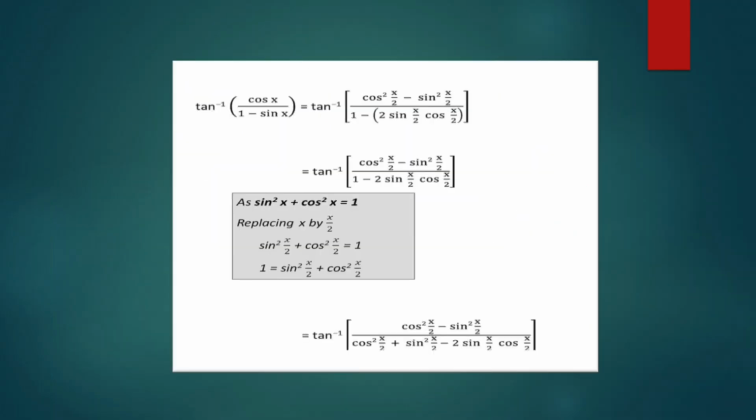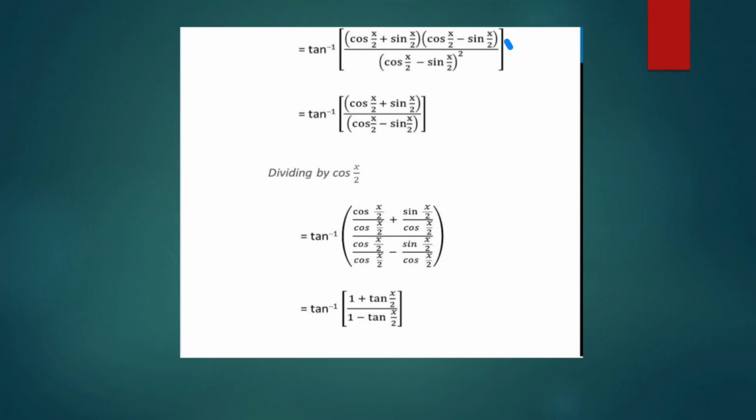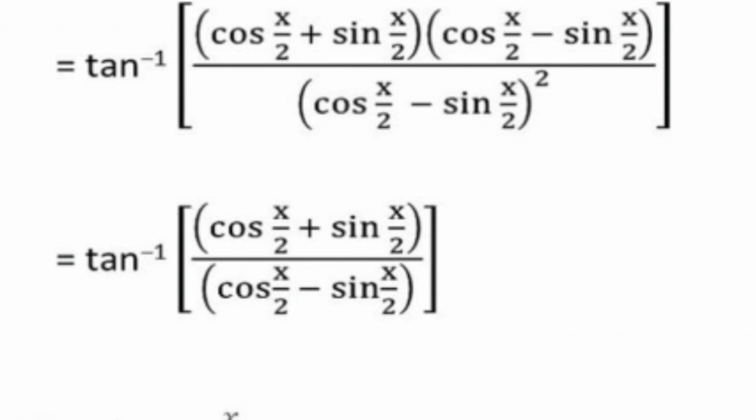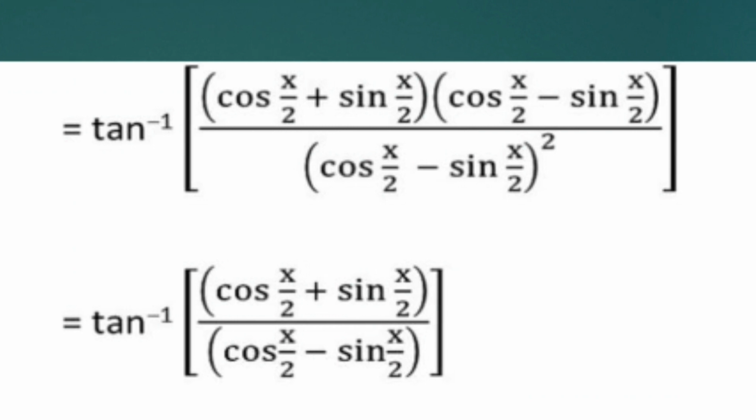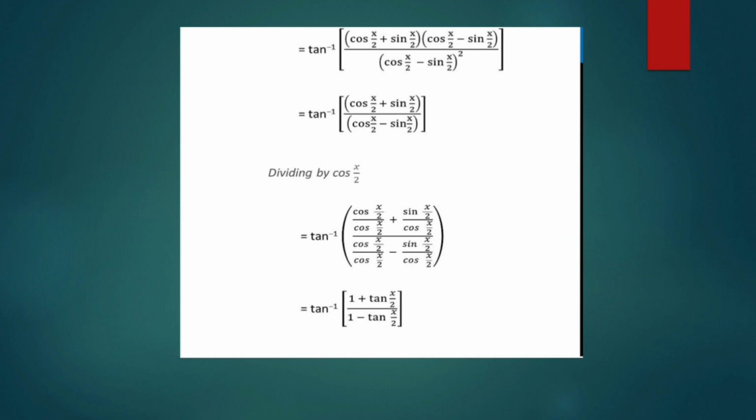In the same way we are going to substitute here. a square minus b square we are splitting as a plus b into a minus b. Here a is cos x by 2 and b is sin x by 2. So a plus b into a minus b. Next the denominator, which I just said: a square plus b square minus 2ab is nothing but a minus b the whole square. So what happened here? Cos x by 2 minus sin x by 2, this square and this get cancelled.